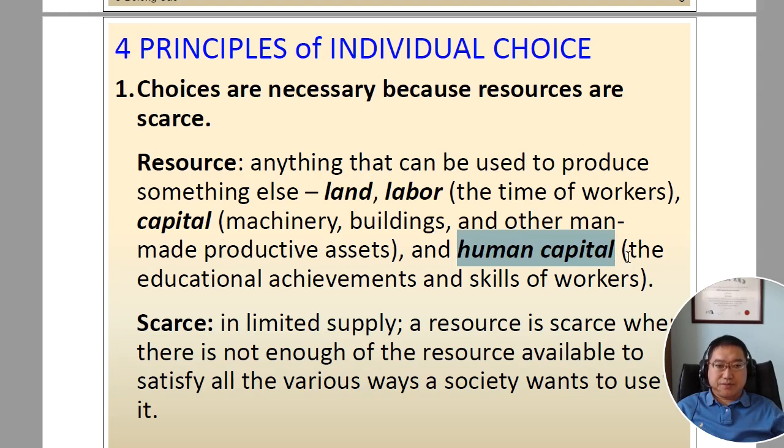And then human capital. All of these are resources. Human capital is the educational achievements and the skills of workers. So human capital is something beyond labor, right? You cannot get human capital by simple training. It takes years to study, to refine the skills, to improve the efficiency and the accuracy of the human skills. So those are the different resources we're talking about.